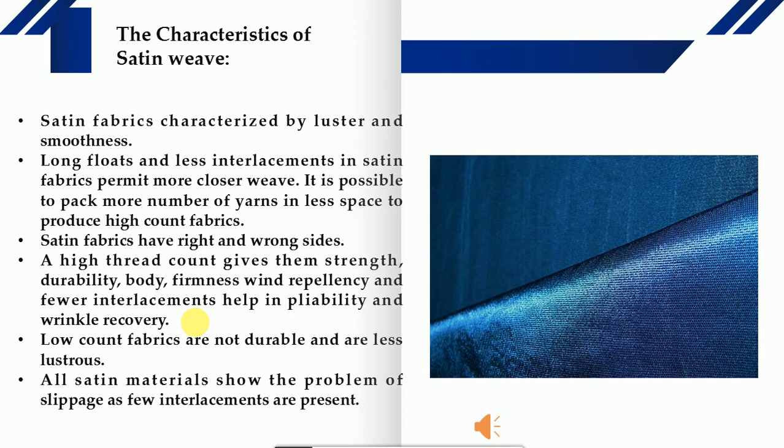A high thread count gives them strength, durability, body, firmness, wind repellency, and fewer interlacements help in pliability and wrinkle recovery. Low count fabrics are not durable and are less lustrous. All satin materials show the problem of slippage as few interlacements are present.